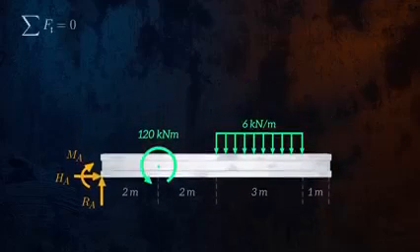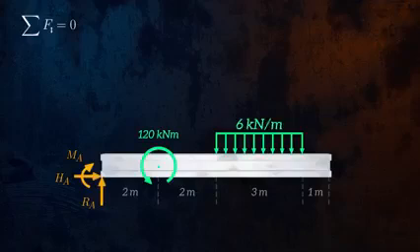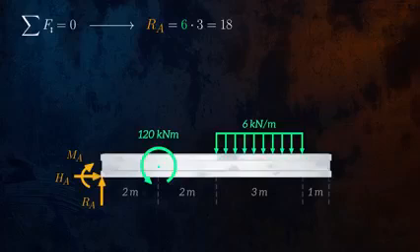The sum of forces in the vertical direction is equal to 0. In this case, the only forces acting in the vertical direction are the reaction force RA and the distributed force. So RA is equal to 6 times 3, which is 18. HA is the only force in the horizontal direction, so it must be equal to 0.